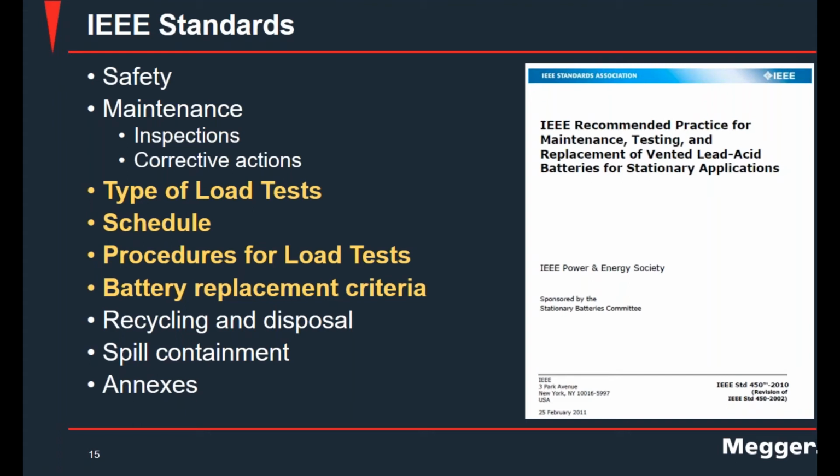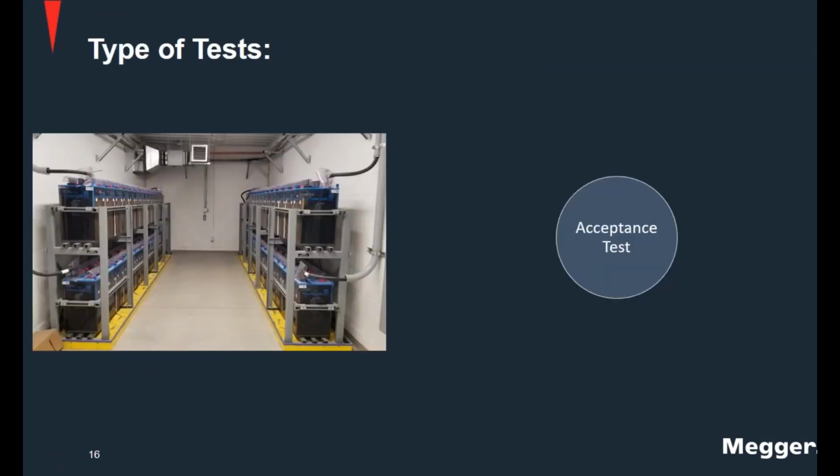So there are 4 basic types of tests defined in the standard that you will perform according to the stage of the life of the battery, or depending on the type of information you want to get from the test. So the very first one is the acceptance test. It's ideal to run a test at the beginning of the life of the battery. And this would be a test that you perform at the factory or upon installation, usually in the very first 6 months or probably even the first year of the life of the battery.